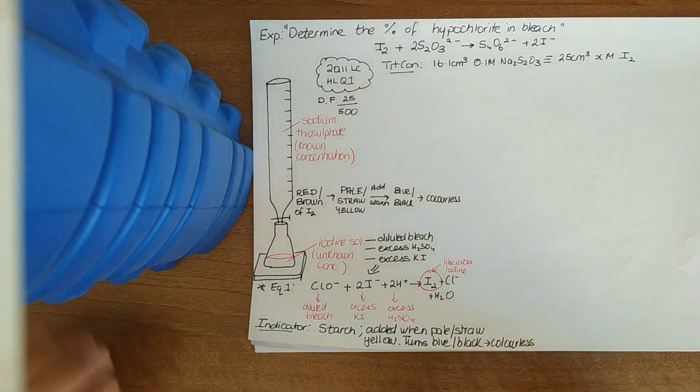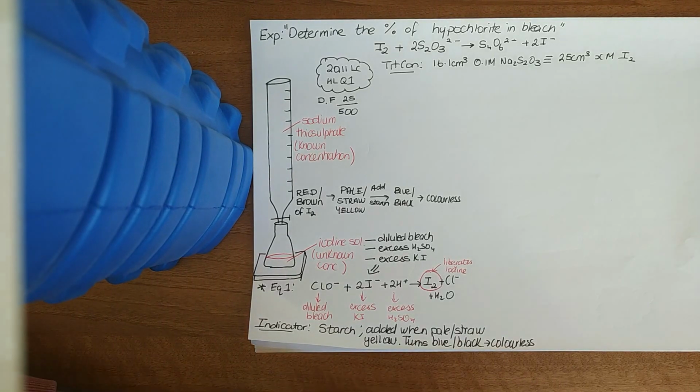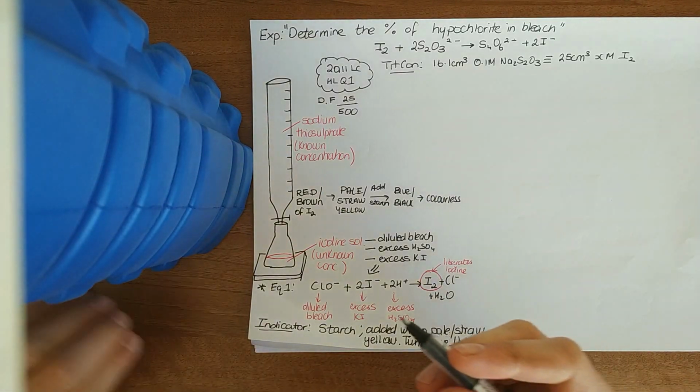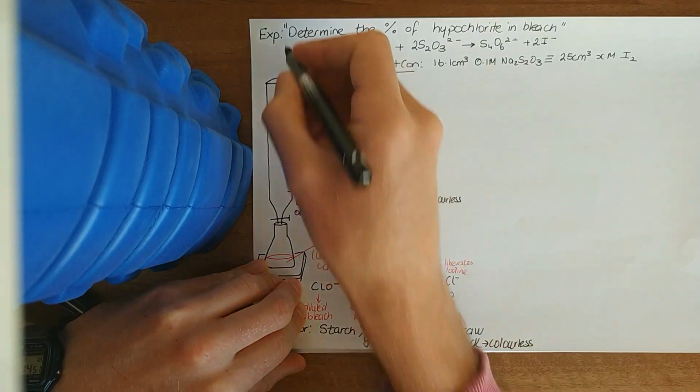Right, we'll continue on with our question ones, and this one looking at an oxidation reduction titration, and we're going to determine the percentage of hypochlorite in bleach. So many bleaches contain hypochlorite in the form of sodium hypochlorite or calcium hypochlorite.